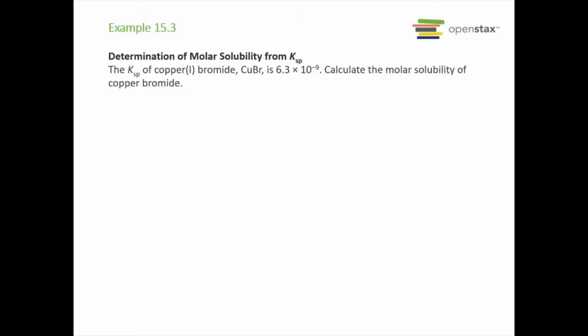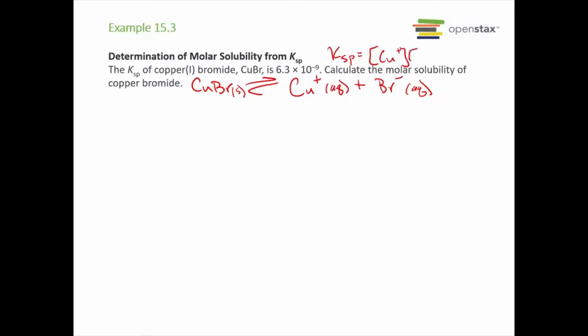All right, now we're going to do the opposite direction. We're told the Ksp of copper 1 bromide, CuBr, is 6.3 times 10 to the negative 9th power. Calculate the molar solubility of copper bromide. So we need to go ahead and write our reaction. So this is going to be splitting up copper 1 bromide into copper 1 and bromide ion. So then we know that Ksp is equal to Cu+ times Br-. So let's go ahead and set up an ICE table. Rewrite our reaction.